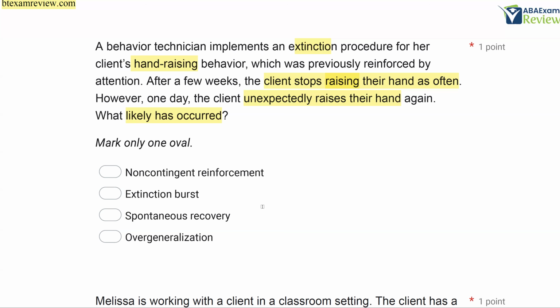It's a spontaneous recovery. Most likely, spontaneous recovery occurs once a behavior has been put on extinction, that behavior is decreased. When that behavior starts to come back, it's typically considered spontaneous recovery. And then overgeneralization, we're not talking about the client raising their hand in the wrong place or the wrong time. It's just too often. That's the target behavior for decrease, which we effectively decreased, but then it came back, and now we're looking at spontaneous recovery.